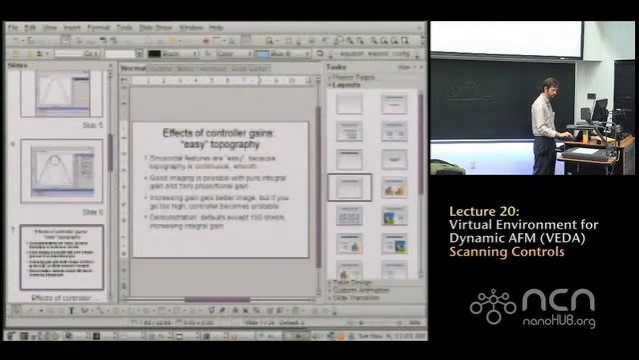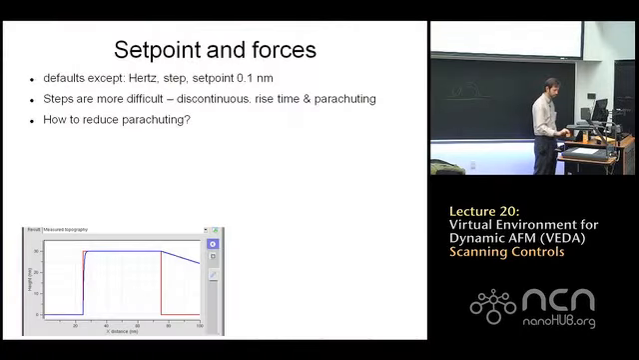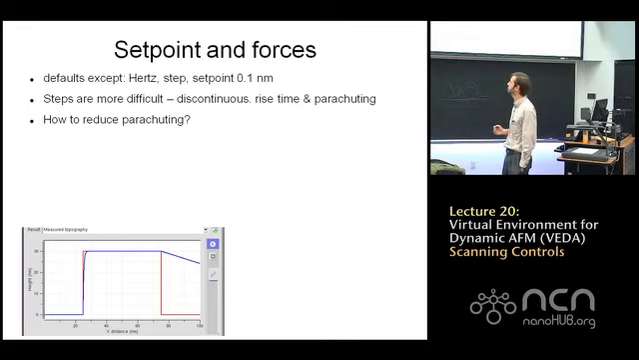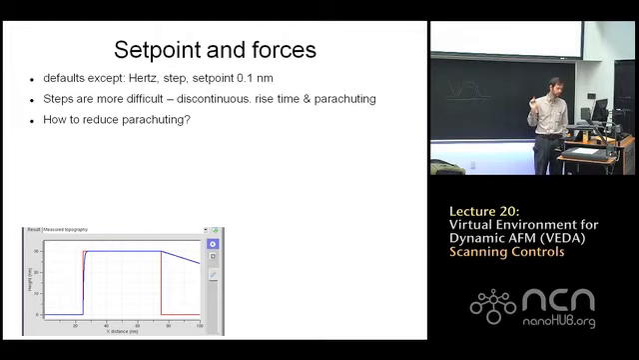And I promise I'll let you press the buttons in just a second. Okay. Now we're going to do a hard feature. So a step is much more difficult because it's discontinuous. So you're going along and it's this, and then instantly it's that. So this simulation I ran, all the defaults except I changed it to Hertz contact. I put the feature as a step instead of a sinusoid. I put the set point at 0.1 nanometers. Now steps, like I said, are more difficult because you have this rise time here. The controller takes a little while to respond to this step, and you've got a lot of parachuting over here.